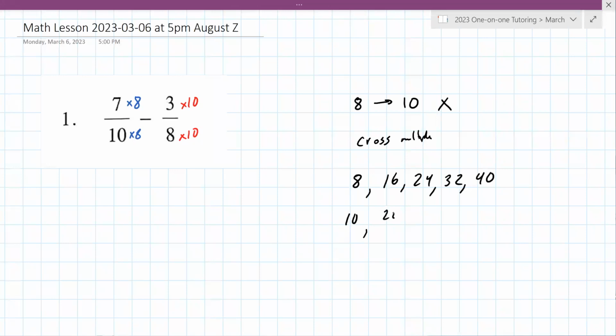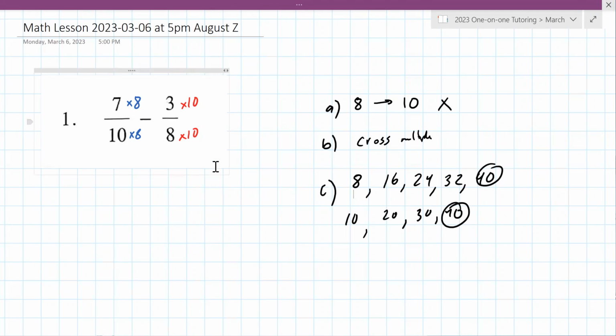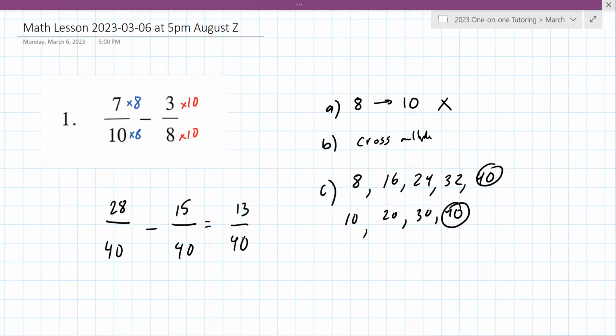So I can see that it's 40 because I've seen thousands upon thousands of these, maybe tens of thousands. But the point is, can you? So you have to know, is it A, is it B, is it C? They all work if you can do them. I would go to 40. Okay, so this is 28. This is 15. Subtract and you get 13 over 40.